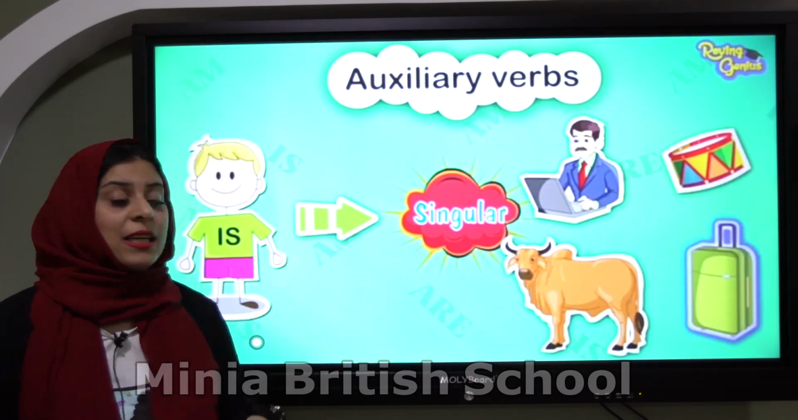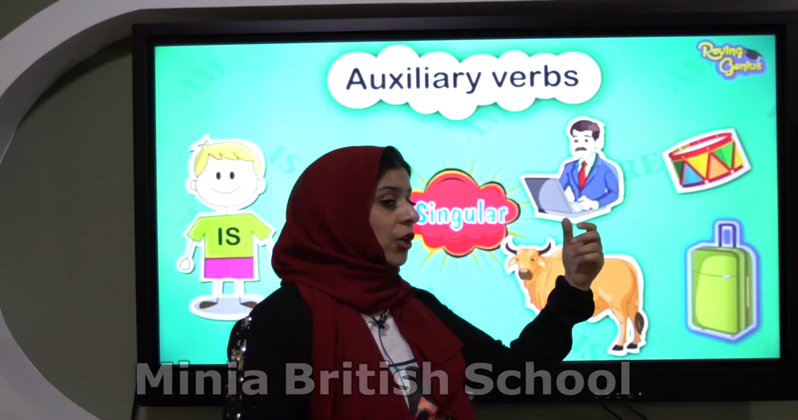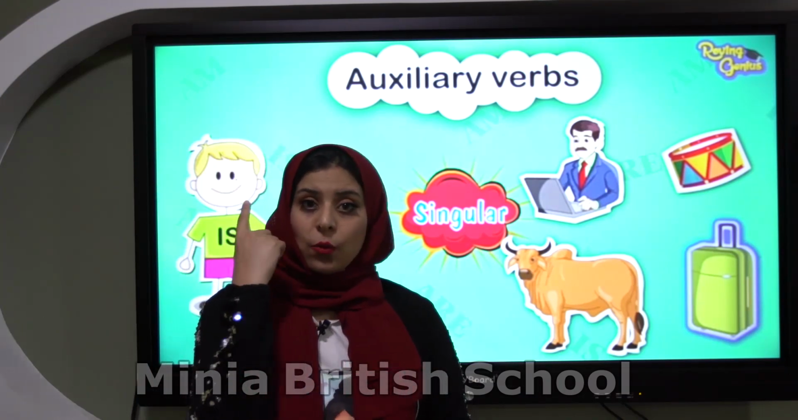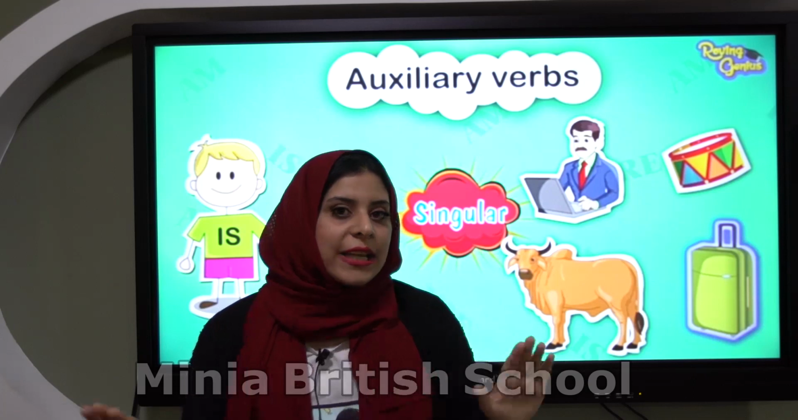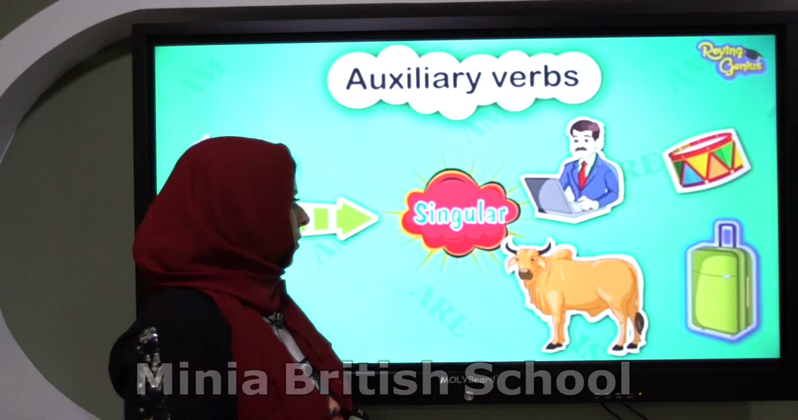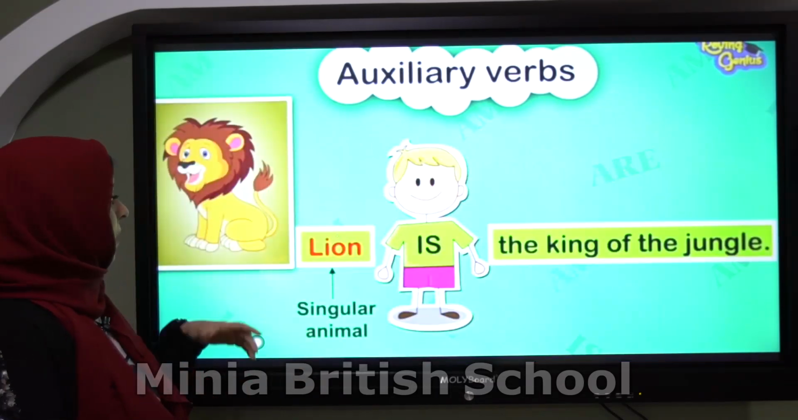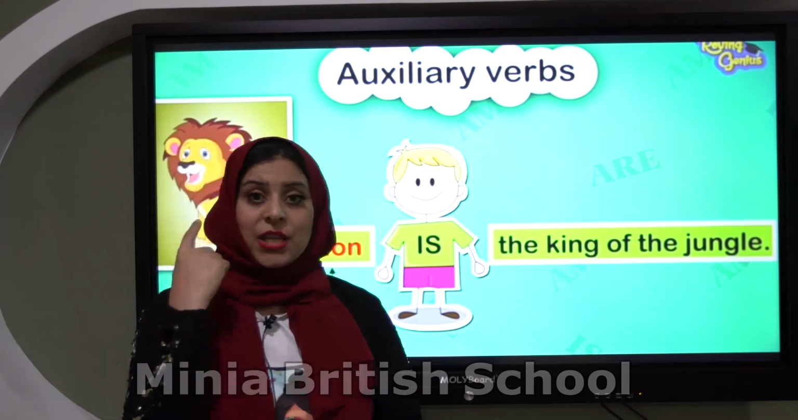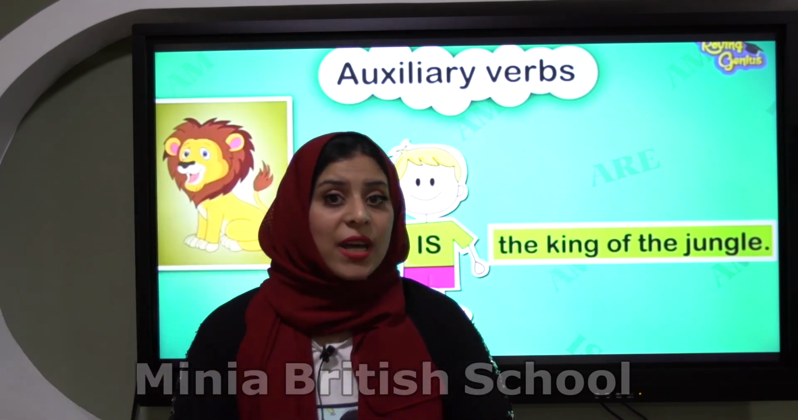Okay, this is Is. Is liked to hang around with singular persons, singular animals, or singular things, like he is a man. A man is one man, singular. So I have to say he is. Singular means one thing, like it is a cow. It is a bag. It is a drum. The lion is the king of the jungle. The lion here, one lion. It's a singular noun. So Is likes to hang around with singular.